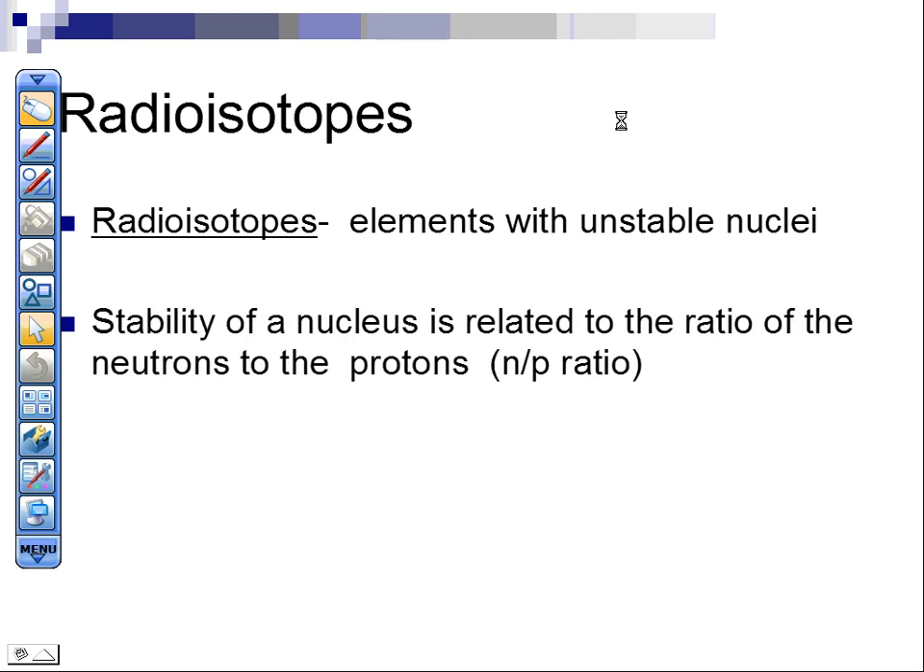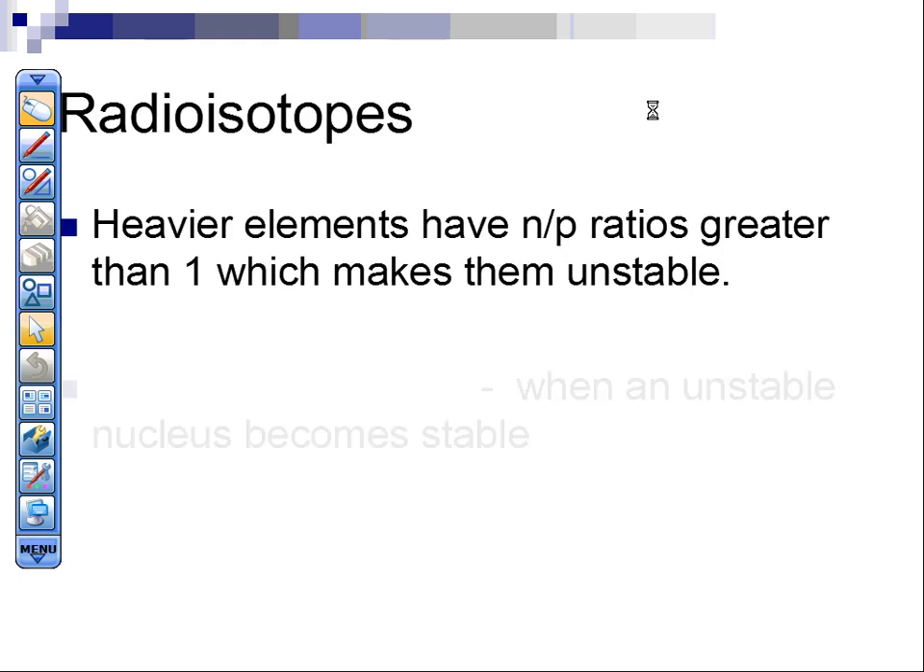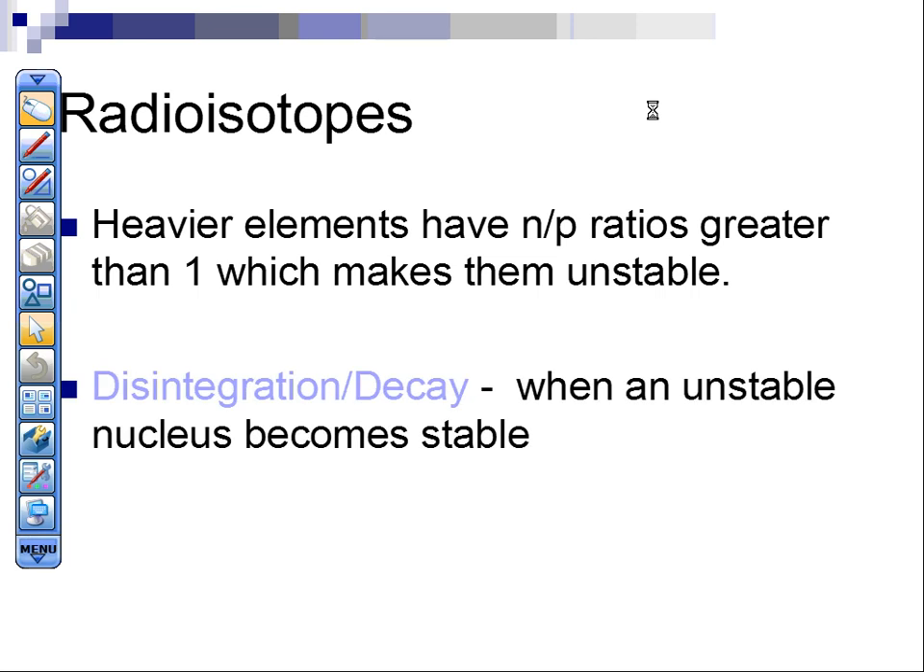Elements like to have what we call an NP ratio, usually around 1, the same number of neutrons and protons, to make them stable, especially the first 20 elements on the periodic table. The smaller atoms like the same number of protons and neutrons. When you start getting heavier elements, they don't necessarily have a 1-to-1 ratio. But if they become unstable, they do something called nuclear decay. Nuclear decay is when an unstable atom will emit something, become a different atom, and become stable.